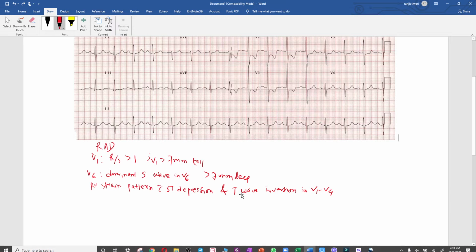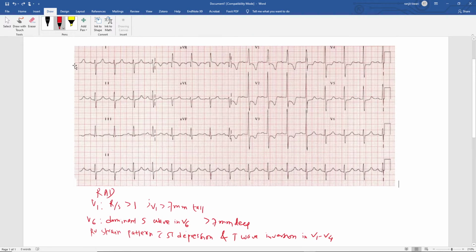So today we are going to discuss the ECG changes in right ventricular hypertrophy. Let's start with the first example. See what the axis is here. In lead I you can see it is predominantly negative, and in aVF it is predominantly positive. Thus it is right axis deviation.